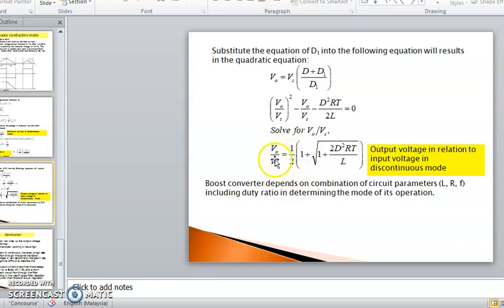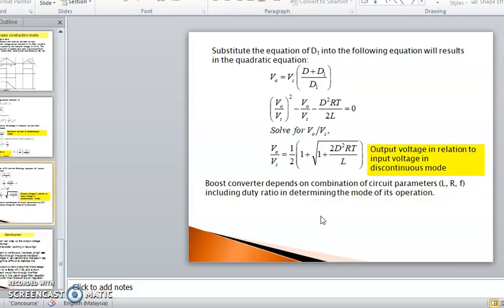How much the gain of the output compared to input. So it's equal to half of this formula. This means the boost converter highly depends on the combination of R, L, F and the amount of our load, inductor value, and also the frequency applied to the topology, and also the duty ratio of the operation in CCM or DCM. That's what we can see.